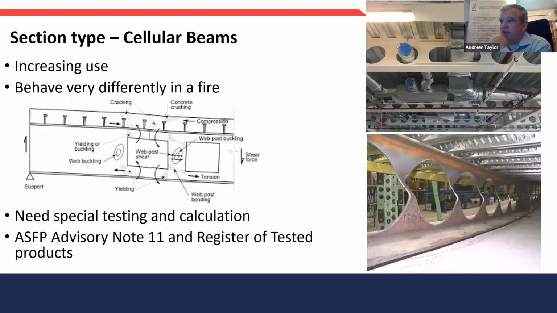So here we have this issue where the services are passing through the openings, but the problem is that, of course, the structural steel is going to behave very differently. Vierendeel bending, web post buckling, all sorts of different fancy structural failure modes. And so we have a special series of testing using a cellular beam protocol in the Yellow Book, which has now basically been repeated and sorted in BS EN 13381 Part 9. And we've got Advisory Note 11 that explains cellular beam testing, and we do run a register of tested products to explain this in further detail.